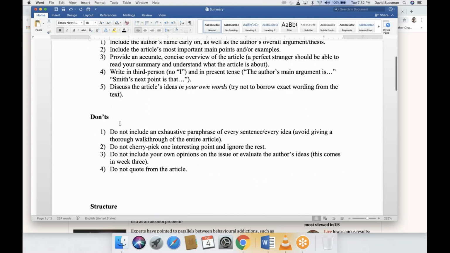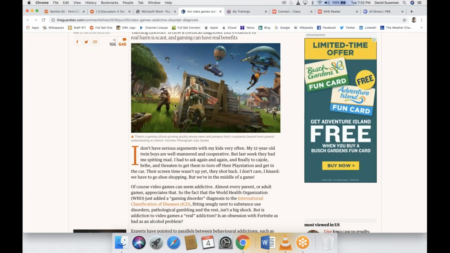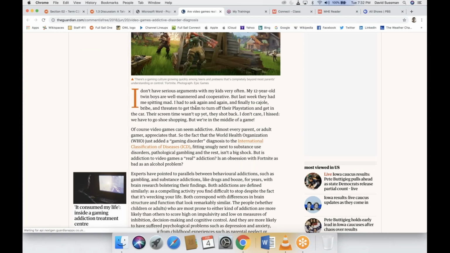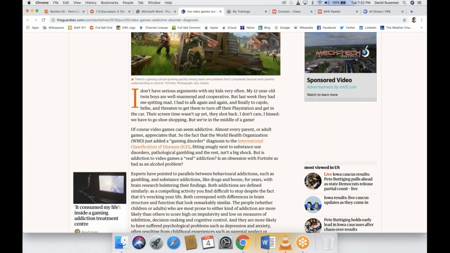Okay, so what are things to avoid? They're sort of the reverse of what we've already mentioned. Do not include an exhaustive paraphrase of every sentence or every idea. In other words, avoid giving a walkthrough of the article. I do see this. So they'll start in paragraph 1. And even though he begins with an anecdote about his kids, his 12-year-old twin boys, who he has trouble getting off the PlayStation, I'll see students summarize this, even though this anecdote isn't really key to the article. It's just a clever way to get the reader's interest, right?